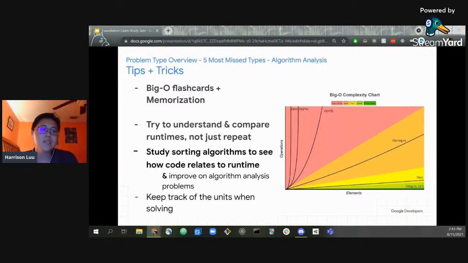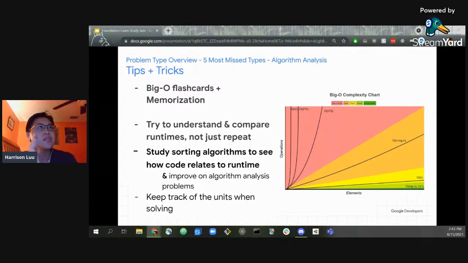And understand why certain algorithms have certain big O runtimes, because you may have to work with manipulating or altering them, and actually understanding why they have the values that they do will definitely give you the edge that you need to pass. Now, also, you have to understand how to derive runtime from code, and studying the sorts will definitely help with this because it'll help you relate how code relates to runtimes.